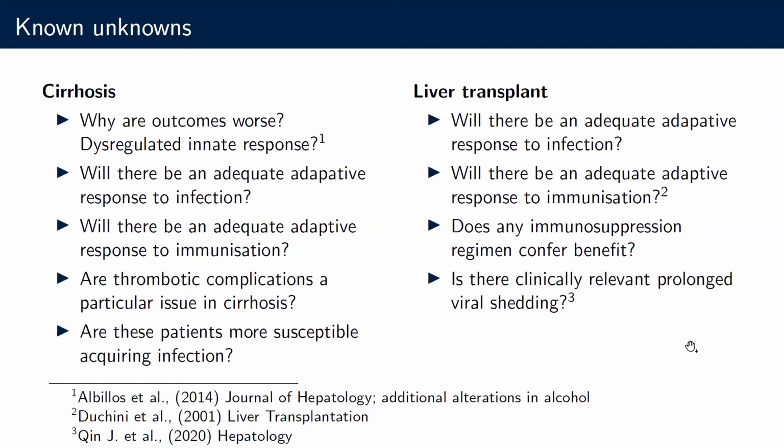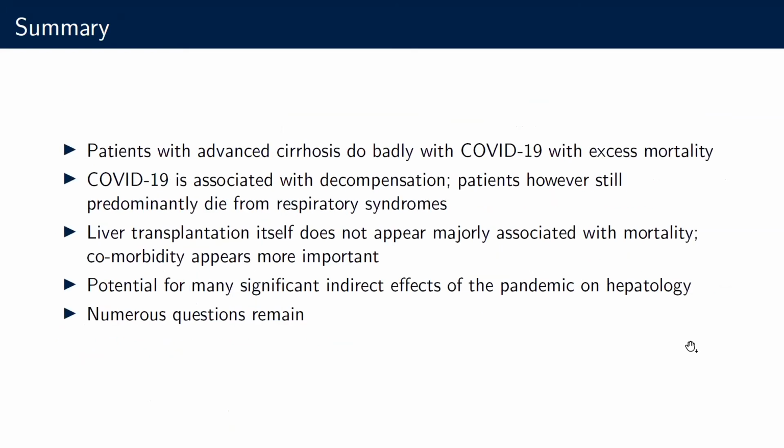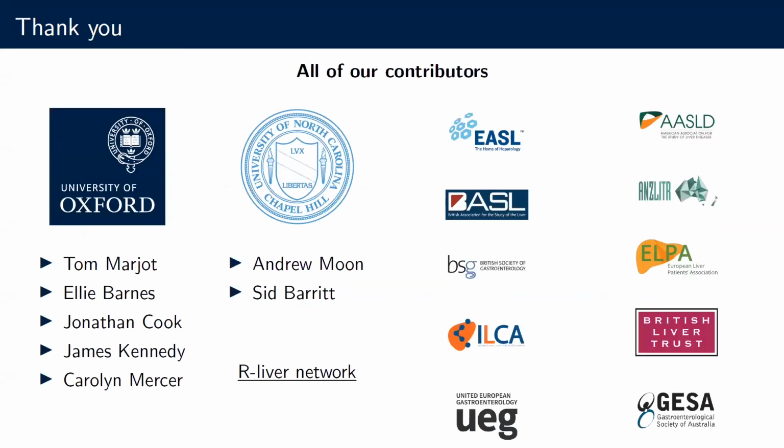It's an understudied group. So in summary, patients with advanced cirrhosis do badly with COVID-19 with great excess mortality. COVID-19 is associated with decompensation, but patients still predominantly die from respiratory syndromes. Liver transplantation itself does not appear majorly associated with mortality. Comorbidity appears more important. There are, I think, the potential for many significant indirect effects of the pandemic on hepatology, but numerous questions remain.